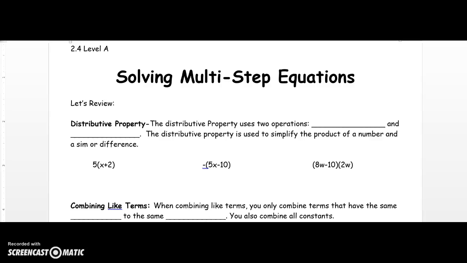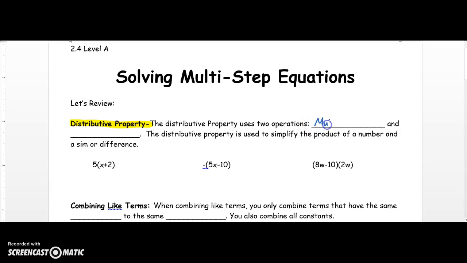Alright, let's go on and do 2.4 Level A Notes: solving multi-step equations. So we're getting harder and harder. We started with one-step, and we went to two-step, and now we have multi-step equations. I want to review first the distributive property. The distributive property uses two operations.